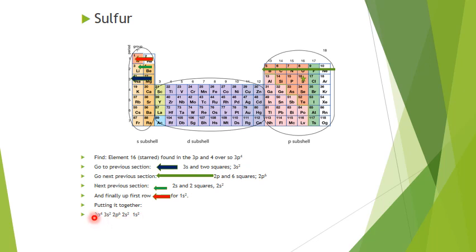So the valence shell for sulfur is 3, and remember it has 6 valence electrons because there are 4 in the 3p and 2 in the 3s. Add them together and that's 6. So there are 6 valence electrons here.